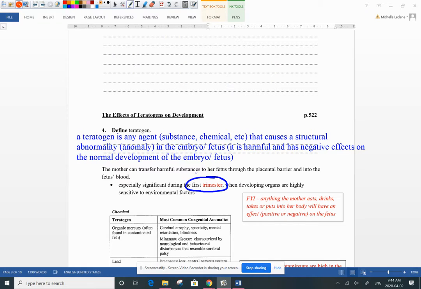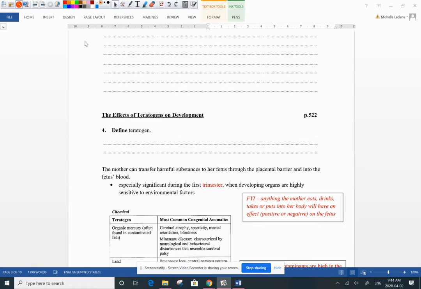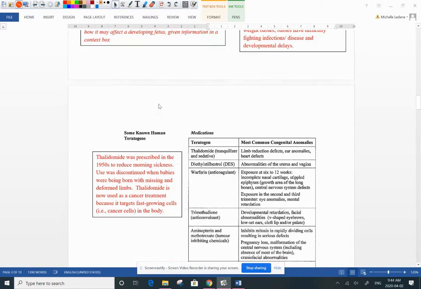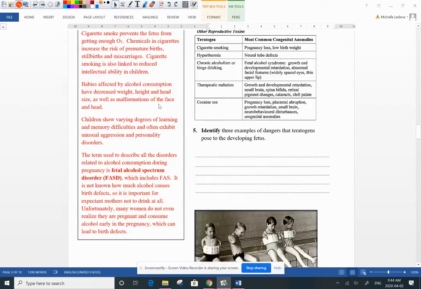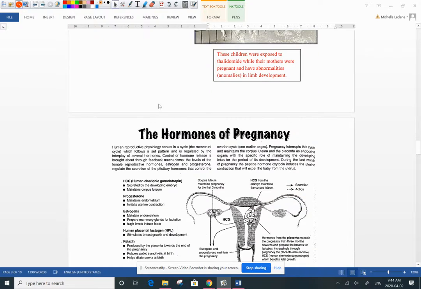Okay, so just know that a teratogen is a harmful substance that can cause problems in the development of the fetus or embryo. And like I said, I've got lots of examples for you. You don't need to know any of them, but it's just interesting reading.